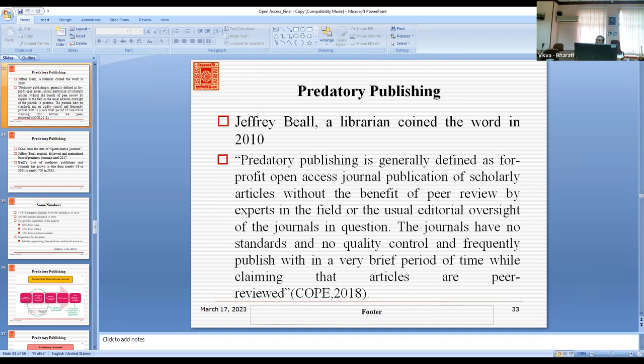And also, they demand less money than is required by a reputed journal as APC charges. They claim they need less money than the reputed journals. As a research scholar, when we want to publish in a journal, they need less money, less APC charges. So that is what we see in the case of predatory journal publishing, and that is said by COPE.